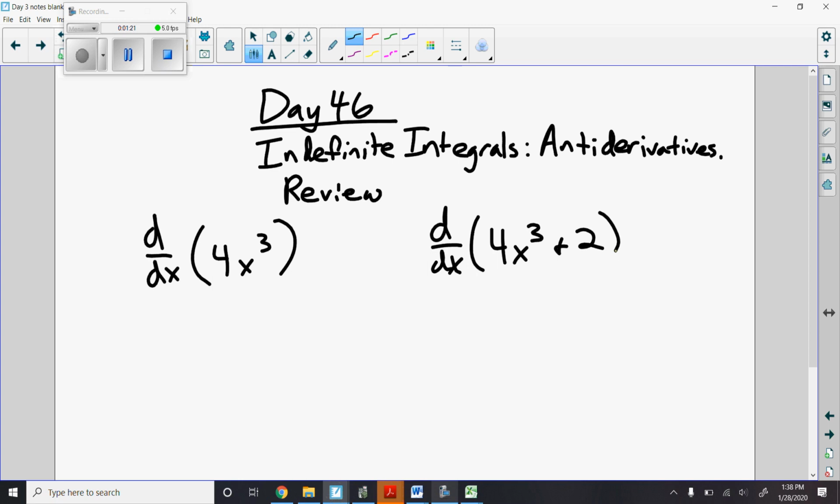Okay, so let's go back to derivatives really quick. Let's take a look at these two derivatives. Go ahead and solve them out. What do you know about the answer to these two derivatives? Well, taking a look at the first one, the derivative of 4x cubed, remember how we operate our power rule. We multiply by the exponent, 3 times 4, we're going to get 12x, and then we reduce the power by 1, so we get 12x squared.